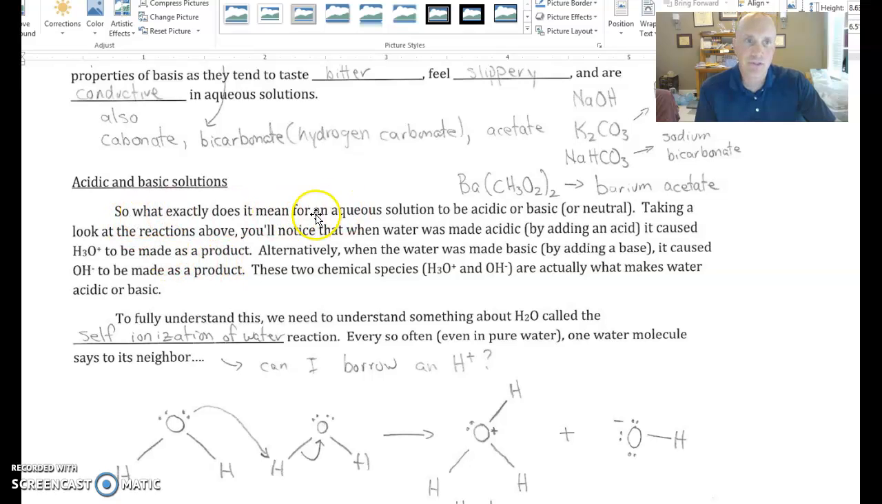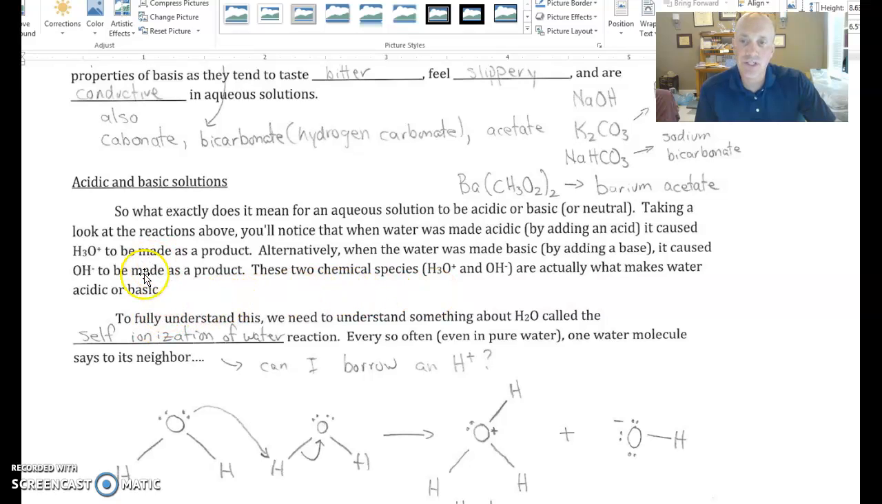So, acidic and basic solutions, we've heard that before. What exactly does it mean for a solution to be acidic? The most obvious answer would be that an acidic solution is a solution that contains an acid. And while adding an acid to water definitely makes it acidic, the definition of acidic or basic actually has to do with something a little different.